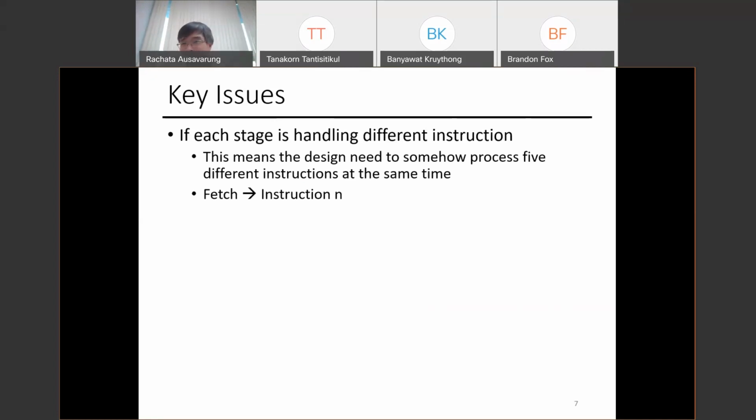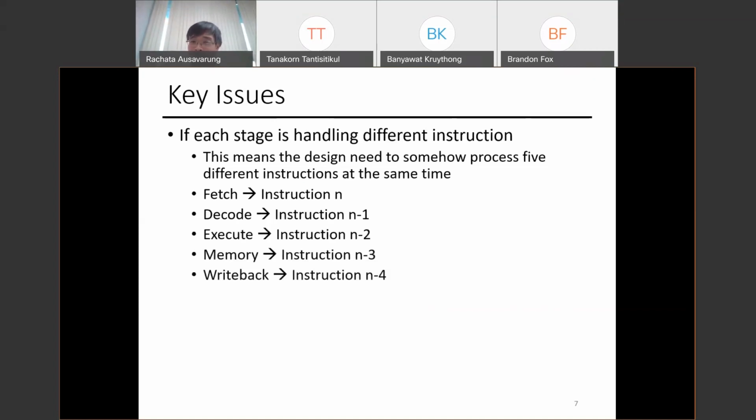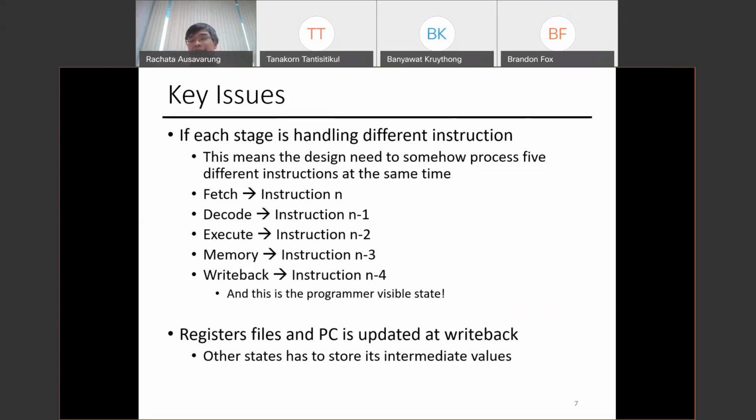Where, let's say the fetch is doing instruction n, decode would have to process n minus 1, execute n minus 2, memory n minus 3, and write back n minus 4. And as I said, that's what is visible to the programmer. Right? After n minus 4, which is n minus 5, that's what is visible right now. Why? Because you update the changes during the write back. You update the PC, you update the register files during the write back. Other stages have to store the intermediate value. Are you all with me so far?